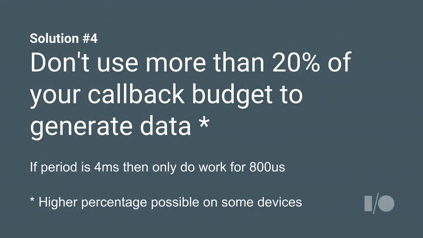This is kind of the hardest and most painful one for me. Don't use more than 20% of your callback budget to generate data. What this means is that if you're taking more than about a quarter of that time, you should try to scale back things, scale back effects, scale back the amount of polyphony, because the chances are you're going to get a glitch. Or even worse, get a whole bunch of glitches.